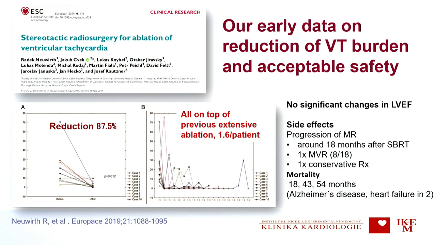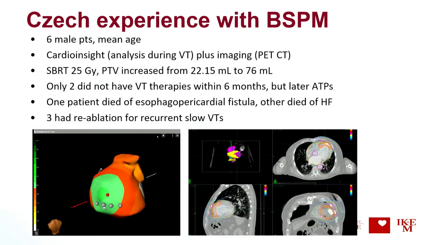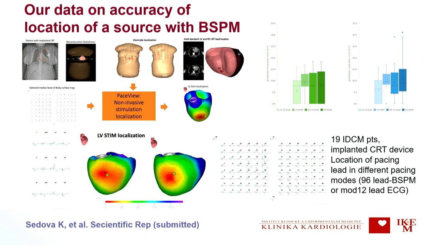And one was operated, and the other was not yet operated at that time. The same center started to use body surface mapping, and they did six patients together with imaging, and the radiation volume was doubled when they used this strategy compared to a cartomap exported to the system for oncologists. One of these patients died because of esophageal pericardial fistula, and the other patient died of heart failure. Two patients had recurrences, only one, and three had reablation. So we abandoned this strategy.